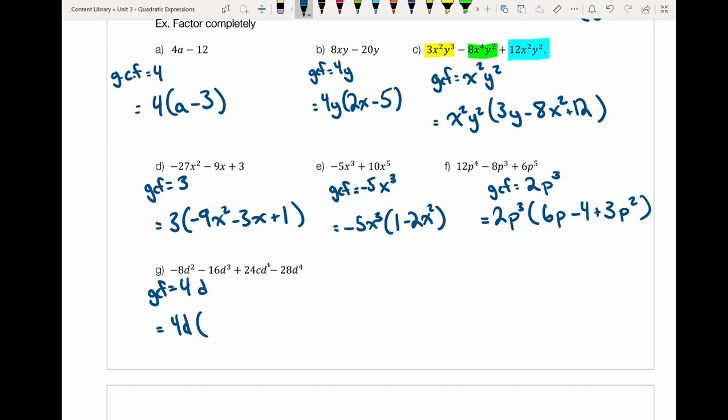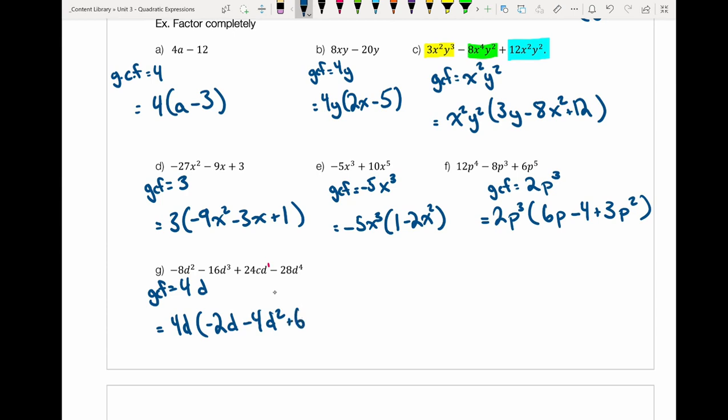Now to figure out what goes inside, I need to divide every term by that greatest common factor. So I need to divide negative 8D squared by 4D. So if we divide the numbers, negative 8 divided by 4 is negative 2. D squared divided by D is just D. Negative 16 divided by 4 is negative 4. We divide the D's, we get D squared. 24 divided by 4, we get 6.